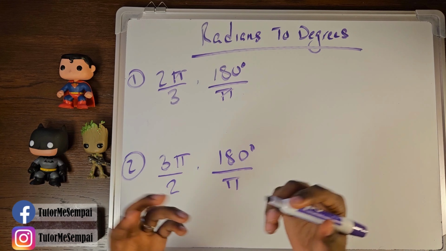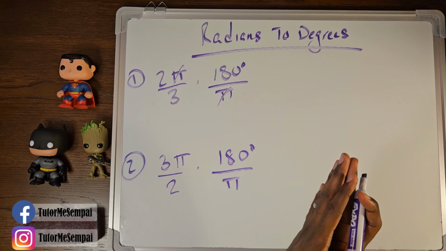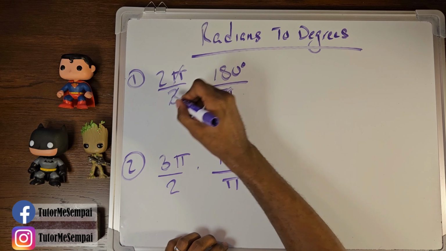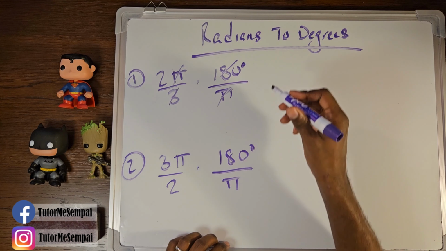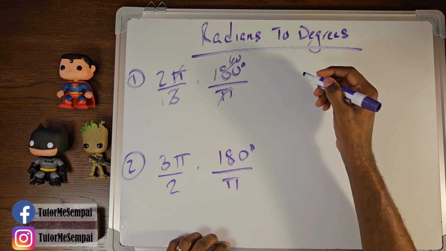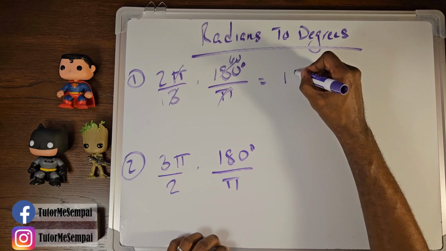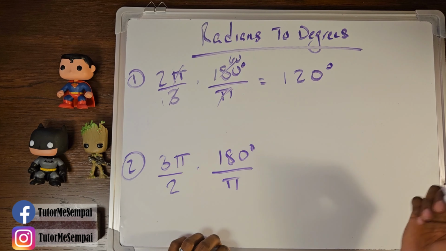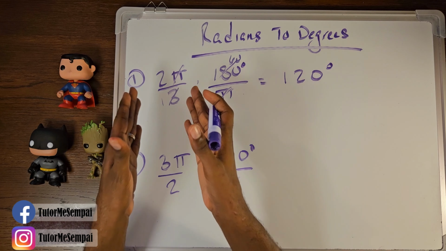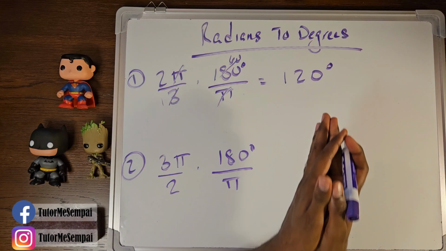So starting with our first one, we can multiply across. But notice that your pi's cancel out. We are no longer in radians. And we can also simplify this 3 and 180 to be 1 and 60. So when we multiply everything across, we actually get 2 times 60 degrees, which is 120 degrees. So if you're converting 2 pi over 3 to degrees, you're going to end up with 120 degrees.